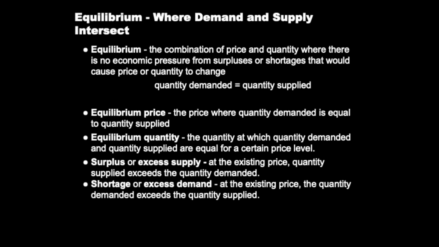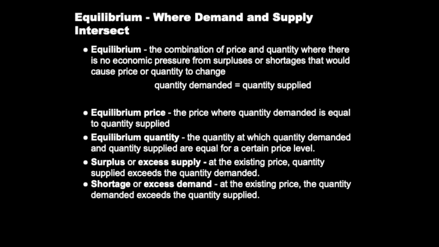Equilibrium, where demand and supply intersect. The equilibrium is the combination of price and quantity where there is no economic pressure from surpluses or shortages that would cause price or quantity to change. Therefore, quantity demanded is equal to quantity supplied.